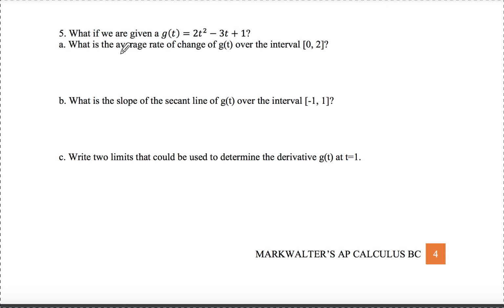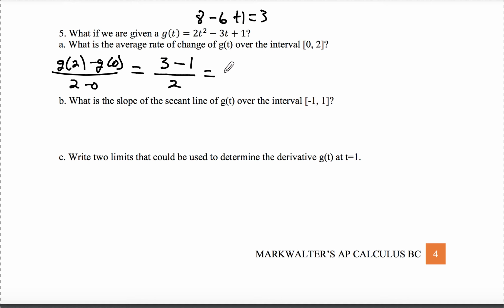All right, here we go. Average rate of change. That means we need g of 2. Since we're on the interval 0 to 2, g of 2 minus g of 0 over 2 minus 0. G of 2, when I plug in, will give me 8 minus 6 plus 1, which will give me 3. 3 minus, when I plug in 0 in here, I get 1. 3 minus 1 over 2. So 1 if I want to simplify. There's the average rate of change on the interval 0 to 2.